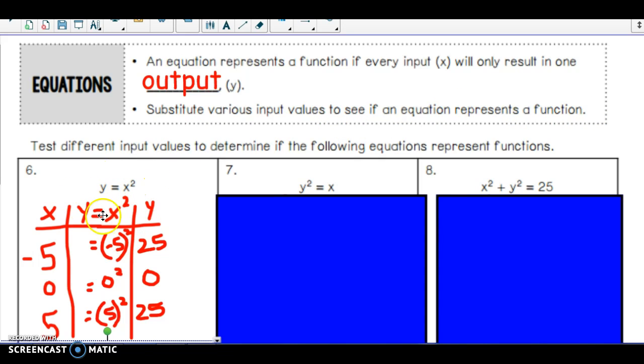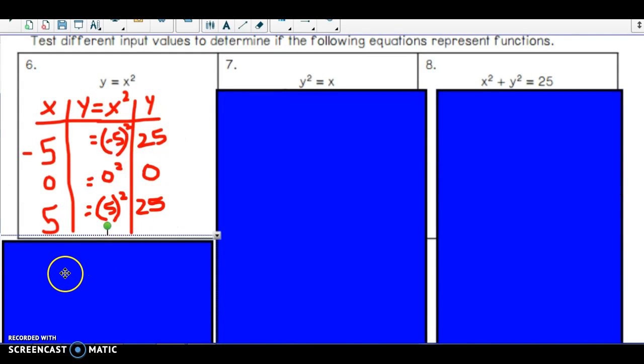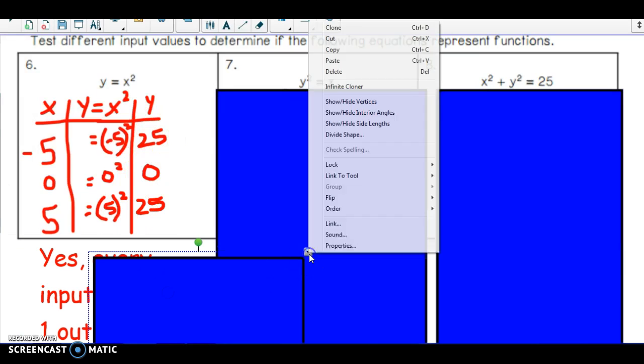So what I have for you first, for number 6, is the equation y equals x squared, and I put together a small table of values. The inputs I've chosen are -5, 0, and 5. When -5 is substituted into this formula, we would have to square it because it says the y value equals the x value squared. So when you take -5 and multiply it against itself, you get positive 25. 0 squared is 0, 5 squared is also 25. But since every input has an output and only one output, this is considered a function.